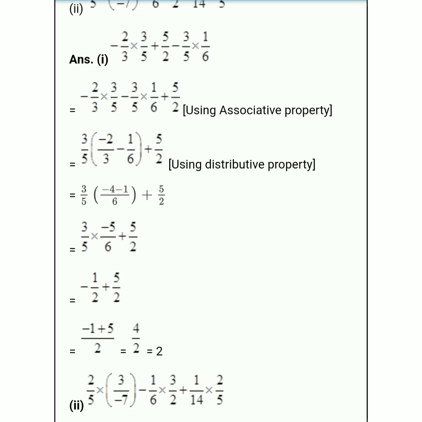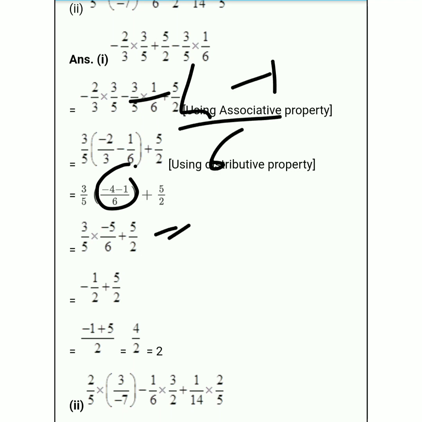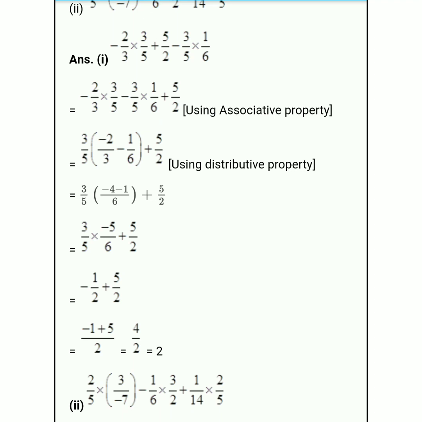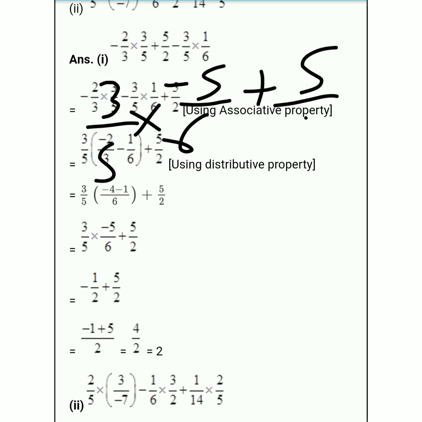Okay, what is the simplification of this bracket? So minus 4 minus 1 upon 6, so 4 plus 1 is 5 upon 6, and we need to write the sign of the bigger number, it's a minus. Okay, so here 3 by 5 multiply minus 5 by 6 plus 5 by 2 as it is. Why do I solve the bracket first? Because I am using the BODMAS rule. So first of all I need to solve the bracket, that's why I solved the bracket.